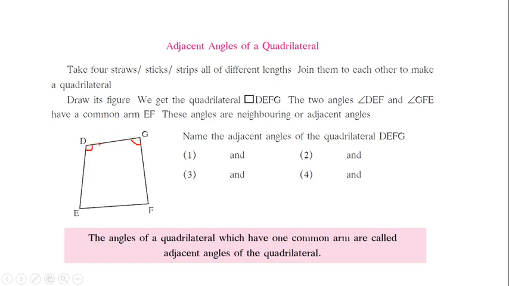Now if these two are adjacent, adjacent means which has a common arm. Here there is an arm DG. Yes, so that is why angle D and angle G are adjacent to each other. What about opposite? The opposite angles are the angles which do not have any common arm or a common side. So that means angle D and angle F are opposite to each other. Angle G and angle E are opposite to each other.